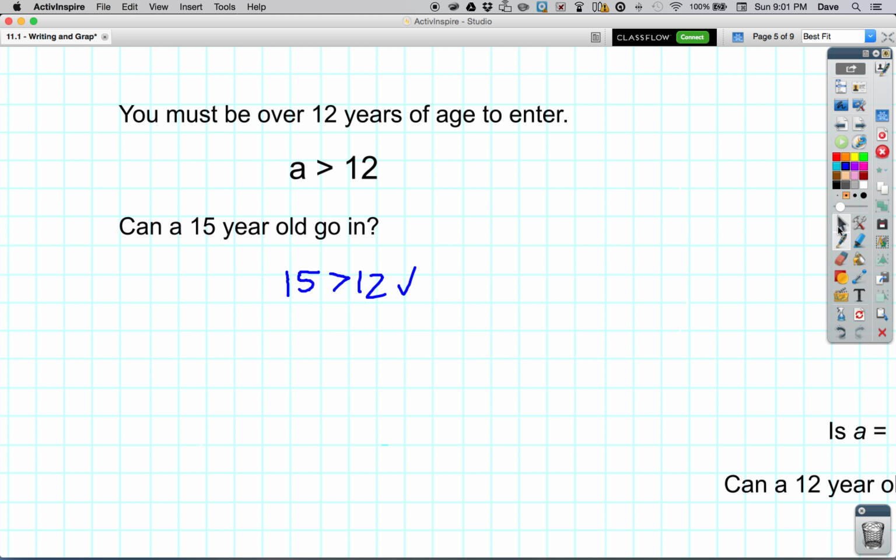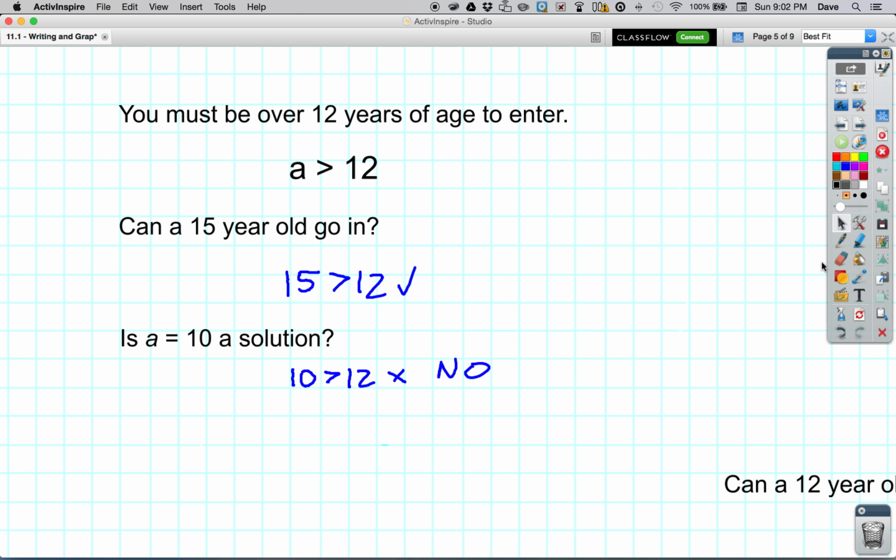Now, a different way to ask that, maybe for a different age, it might ask it this way. This is the more mathematical way to ask it. Is A equals 10 a solution? In other words, this is basically saying the same thing as this one. It's asking, can a 10-year-old go in? Well, it would be the same thing. You plug in 10 for A, and is 10 greater than 12? No, it's not. So no, a 10-year-old could not go in.